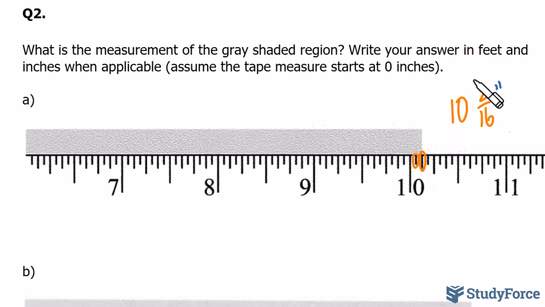So rather than having it like this, you should have 10 and 1/8. Remember that 2/16 reduces down to 1/8. Both 2 and 16 are divisible by 2, so we can divide both those numbers by 2 to get 1/8 of an inch. Let's do another example.